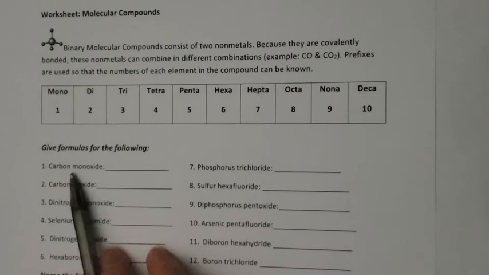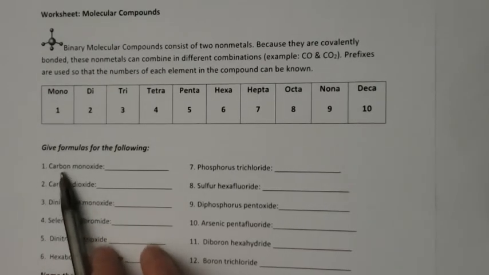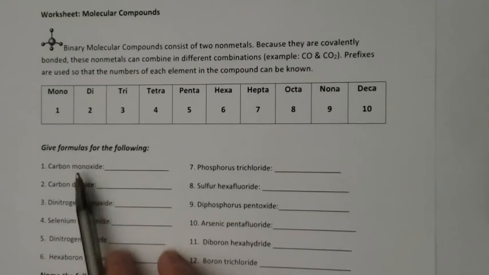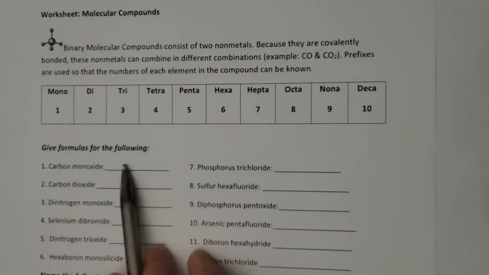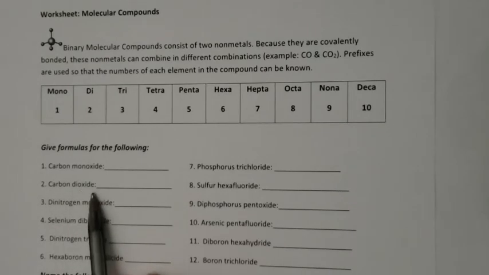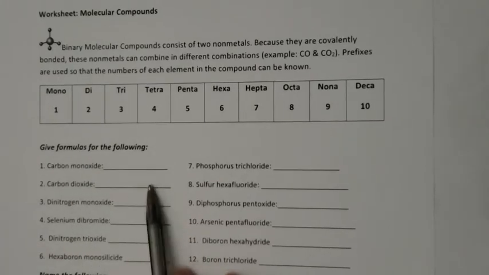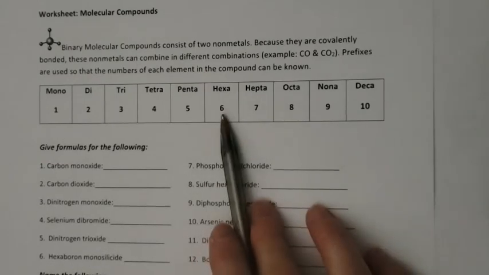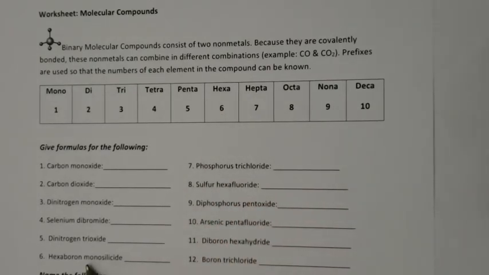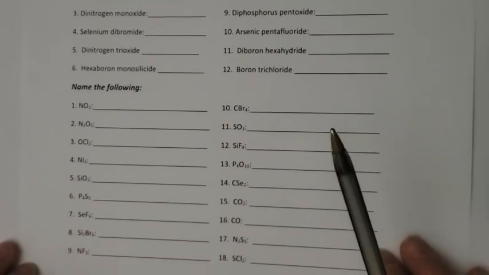So for instance, carbon, well, there's nothing in front, so I'm going to assume it's 1, so you just write down a C. Monoxide, well, mono is 1, so it'd be just CO. Carbon dioxide, well, carbon, that's 1 C. Di means 2, so it'll be O2, CO2. So you just have to read what this says and you write it down. For instance, this one says hexaboron. So hexa is 6, so I write down B6, and then mono is 1, silicide, Si. So you just read what it is and write it down. Really, really simple.